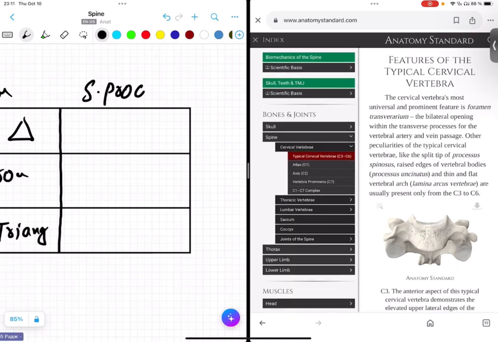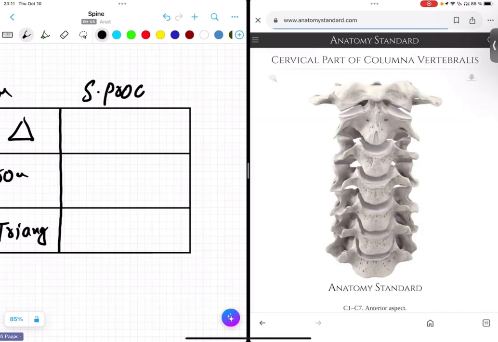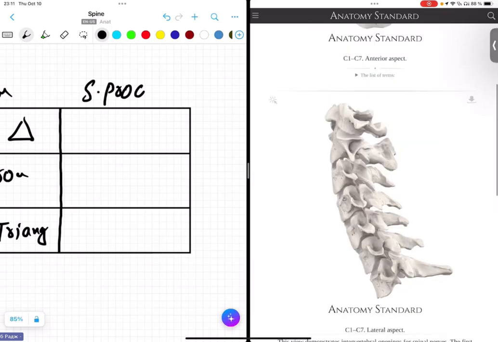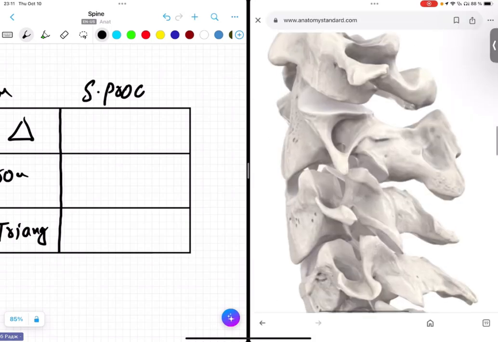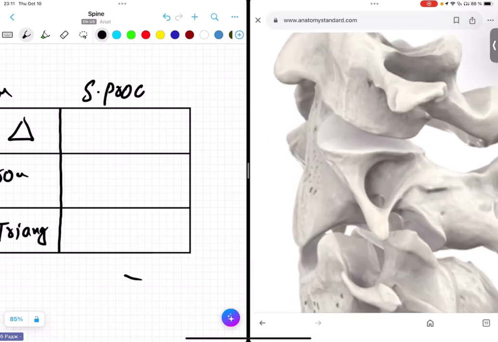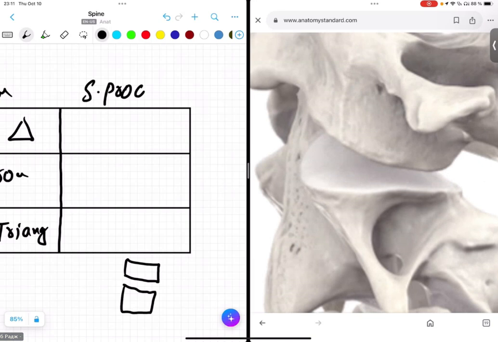Just a minute, guys. C1 to C7 complex. Now, can you see the articular processes are one over another? What do you see here? Yes, one is facing another. So, if we talk about this articular process, then that would be facing up and down.